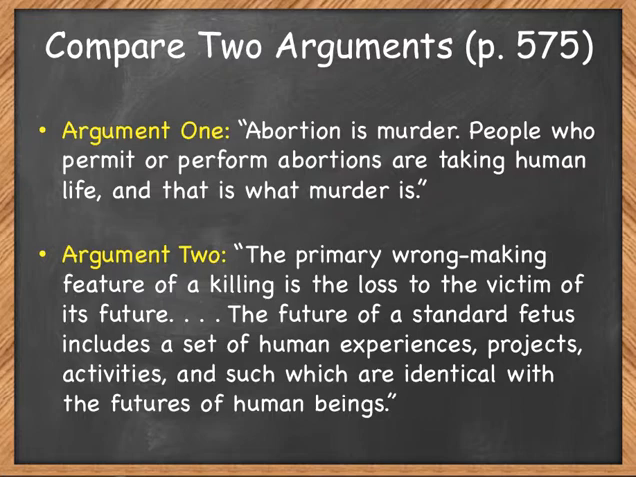Argument two, and this comes from an actual philosopher, a philosophy paper that I read when I was in college. The primary wrong-making feature of a killing is the loss to the victim of its future. The future of a standard fetus includes a set of human experiences, projects, activities, and such which are identical with the futures of human beings. That's a subtle argument. That's the mummy popping open its eyes.